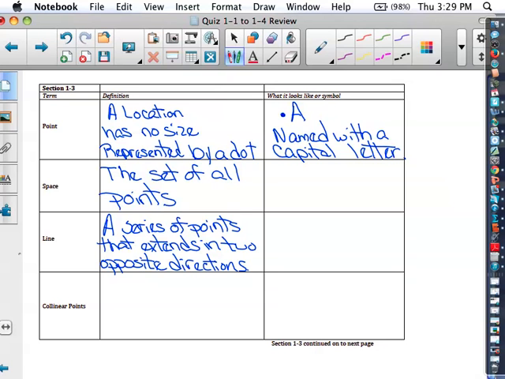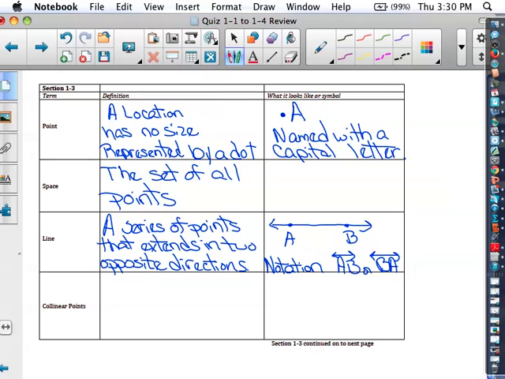An example would be if I had A, B, and that is my line. Remember the notation for line AB would be AB with the line. This particular line can be called AB or BA. Both are correct.